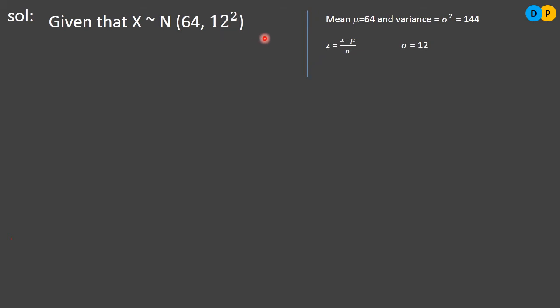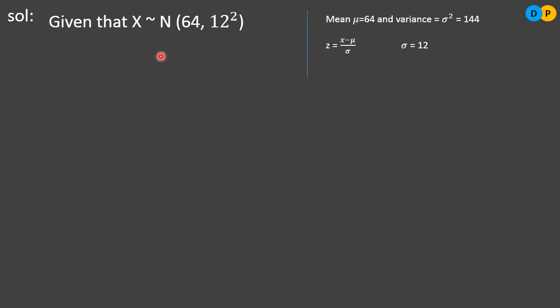For that process, I will keep the mean mu, 64, as it is, but I need to know the sigma value, because to convert this normal variate to a standard normal variate z, I need the sigma value. I don't want the sigma square value. What is sigma square here? The variance is 144, but I need sigma. So 144 is the sigma square value, then what is sigma? Sigma is 12.